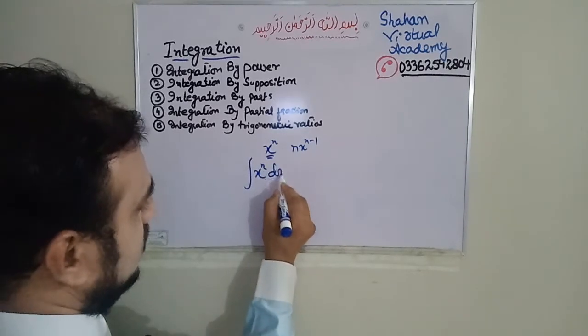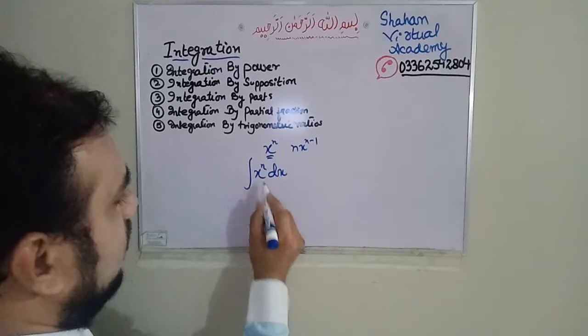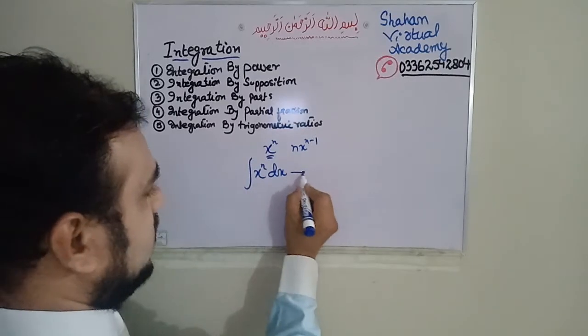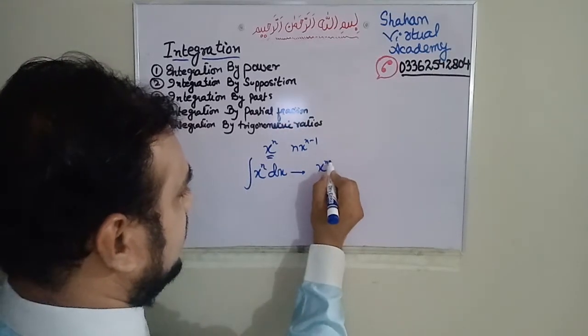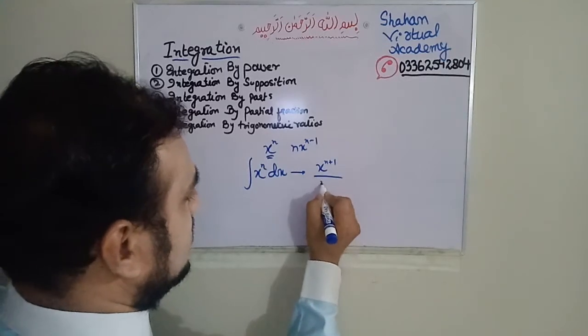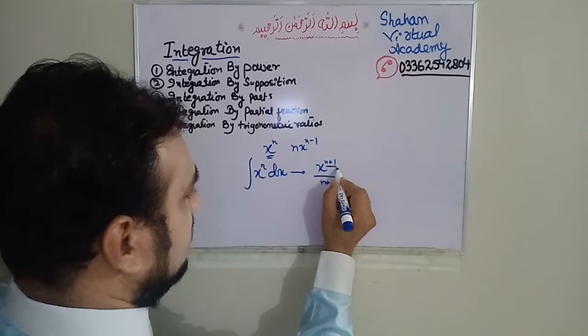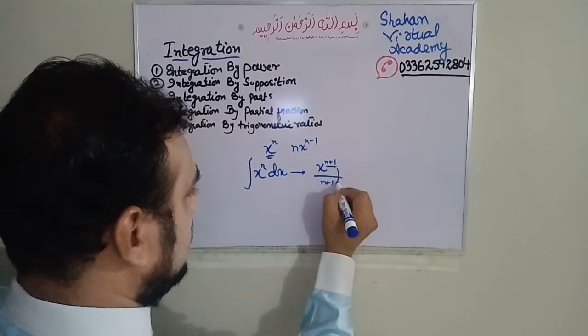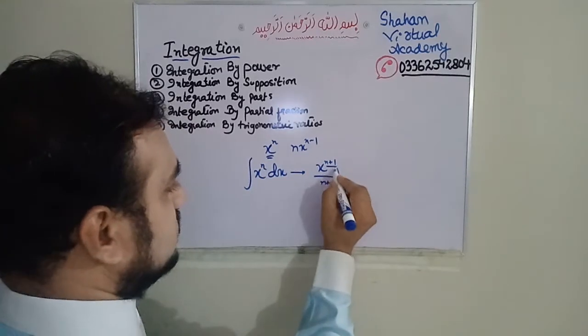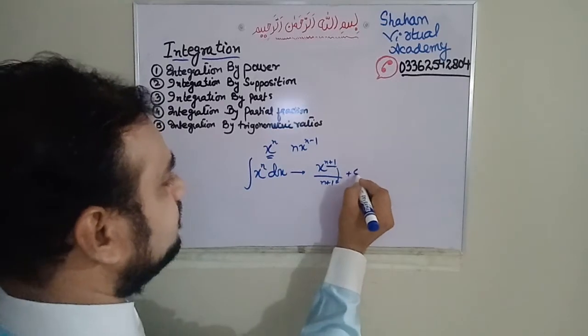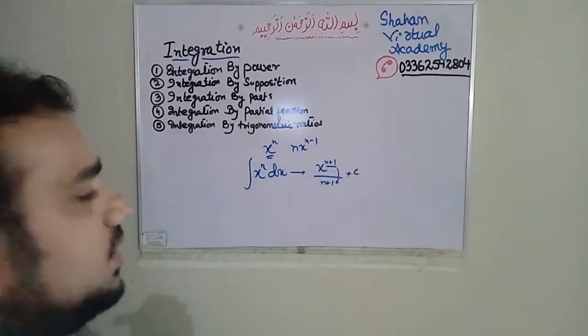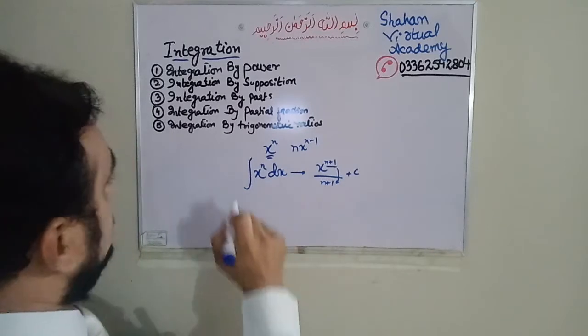Now we will integrate it. How can we do that? Its formula is x to the power n plus 1 divided by n plus 1. We divide by the new power in the denominator, and that becomes your integration. So this is the integration of power.